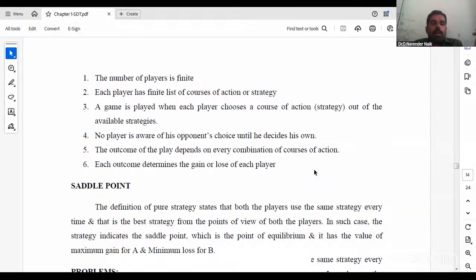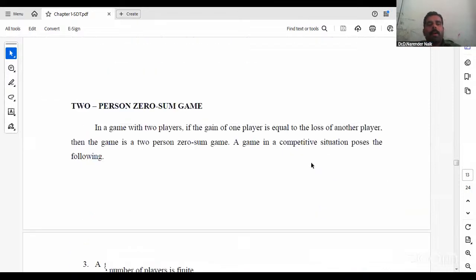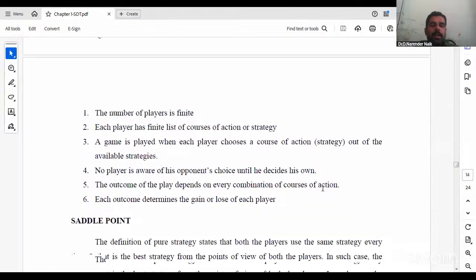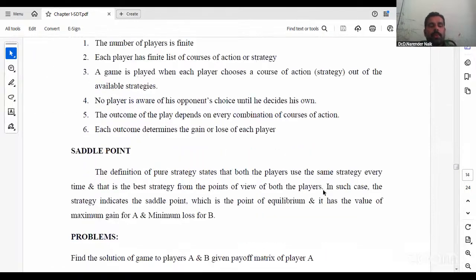The outcome of the play depends on every combination of courses of action. Each outcome determines the gain or loss of each player. Okay, these are the two-person zero-sum game assumptions, and then next we go for the problems.